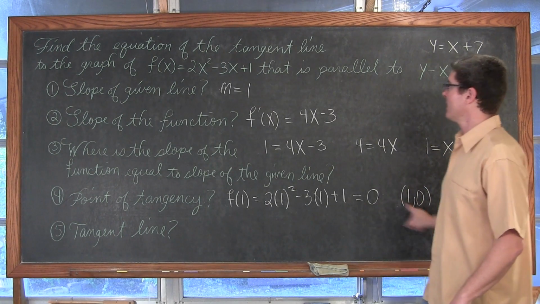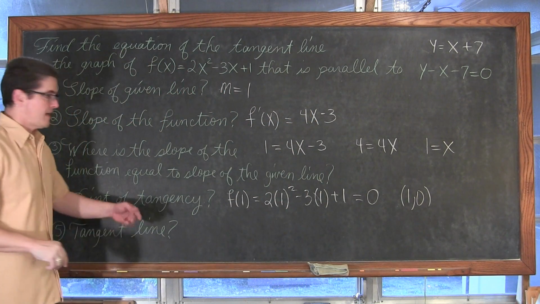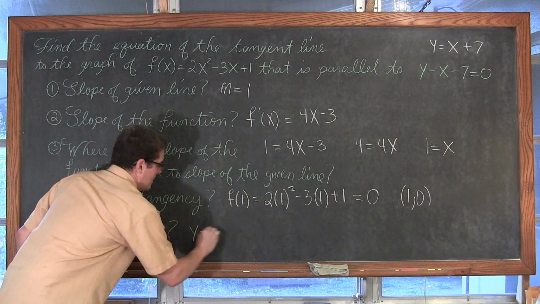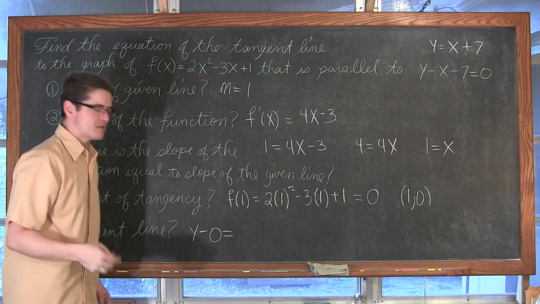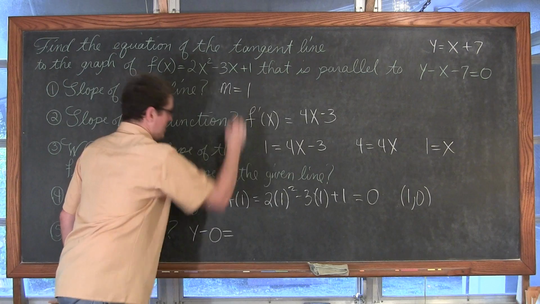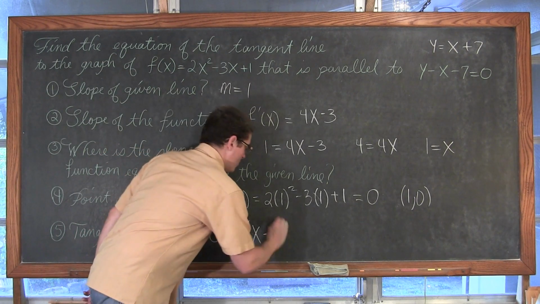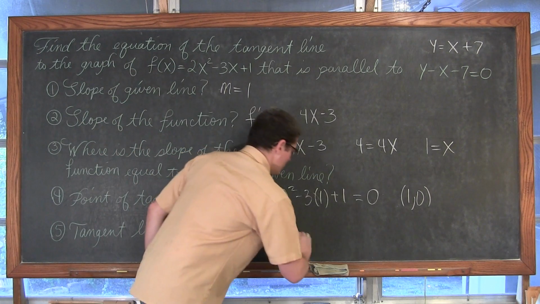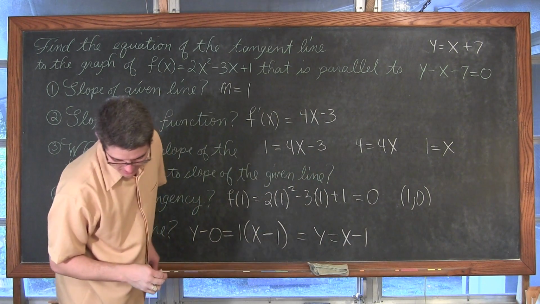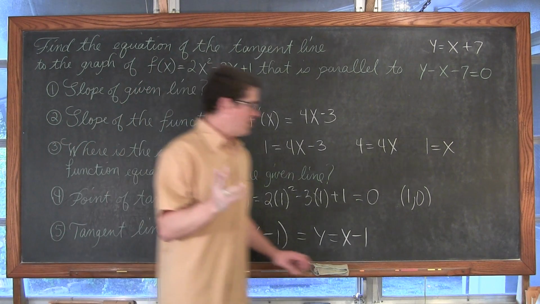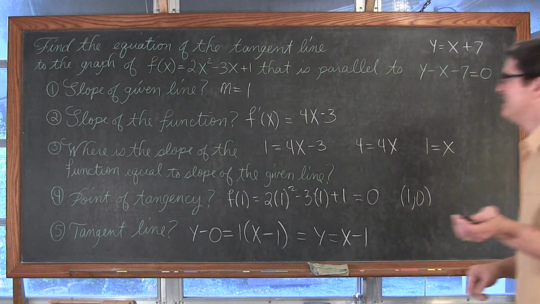Now I have a point and I have a slope, and obviously I've made these numbers work out rather nicely. The tangent line, using the point-slope form, is y minus 0 equals 1 times x minus 1, the x of my tangency point, and that works out to be y equals x minus 1. Let me just double check. Yes! Alright, if you're still watching, thank you very much. You've got one more example, and we'll be done.